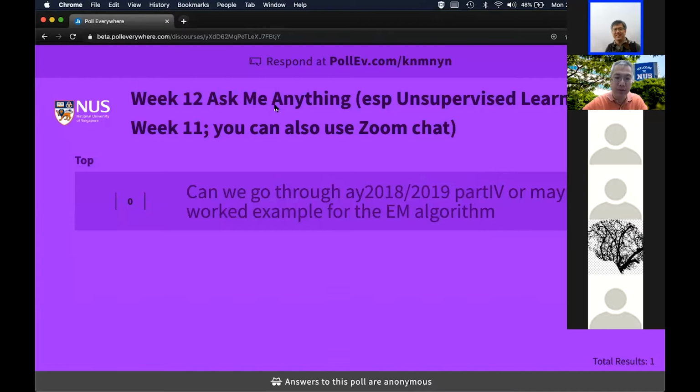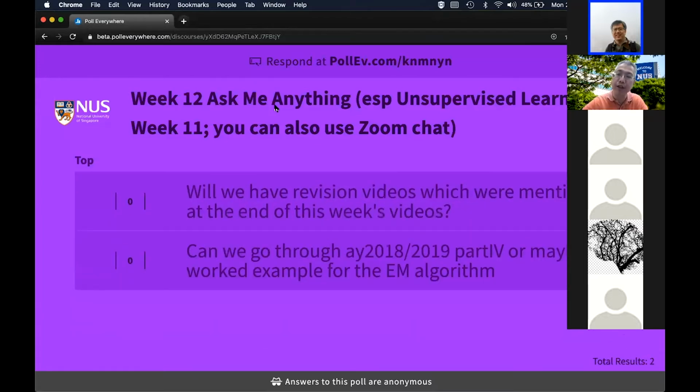The EM algorithm, we'll try to go through a version of it if we have time. Again, we are looking mostly for the ideas behind the mathematical concepts, not necessarily the computation, because for a lot of these things, especially like backpropagation and EM, there's not a lot we can test you on from a calculation example. Yes, you will have the revision videos. They'll be released probably on Wednesday.